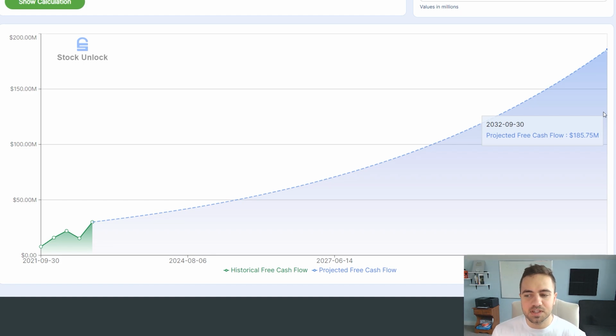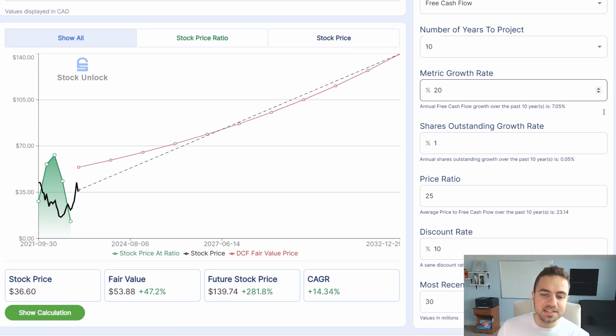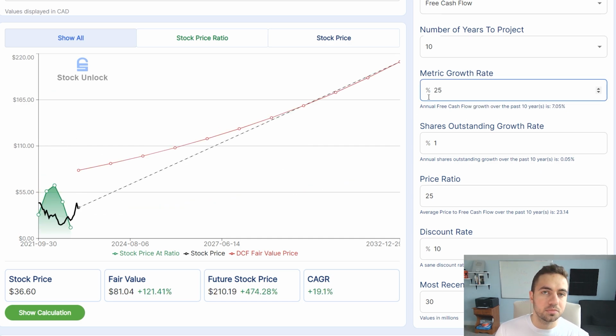If we scroll down, this means that the company would have to produce about $185 million in future free cash flow by 2032. And honestly, I do think that this is on the more low end because remember, the company said that they think they can produce $1 billion in revenue by 2032. And I think that they can also have at least a 30% free cash flow margin on the conservative end. So basically, I think that the company could grow and produce about $300 million in annual free cash flow by 2032.